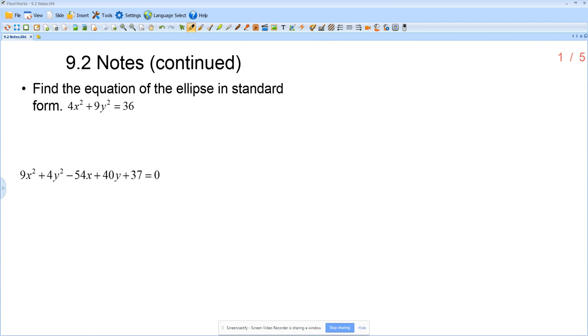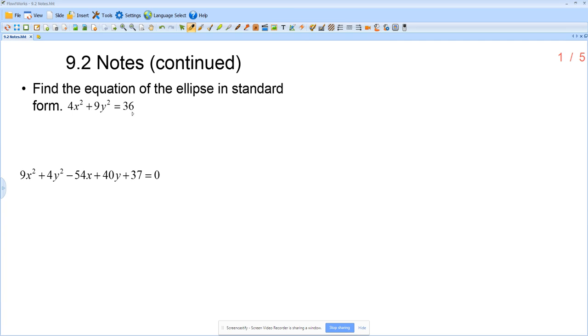So find the equation of an ellipse in standard form. Now, the important thing about the standard form of an ellipse is that there is no coefficient of the x squared or y squared terms. Additionally, in an ellipse, you always have it equal to 1. That is a non-changing thing.